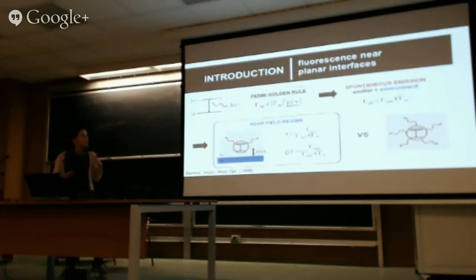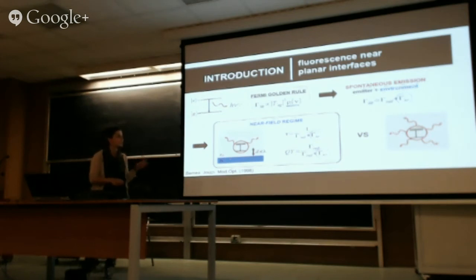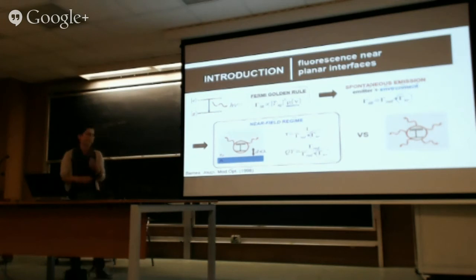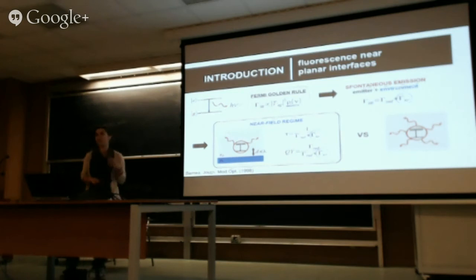So, already having a simple configuration like a planar interface between 2 different dielectric materials is sufficient to change the optical properties of a nearby emitter, especially when you are in the so-called near field regime, which means that the distance between the emitter and the interface is much smaller than the emission wavelength of the emitter.